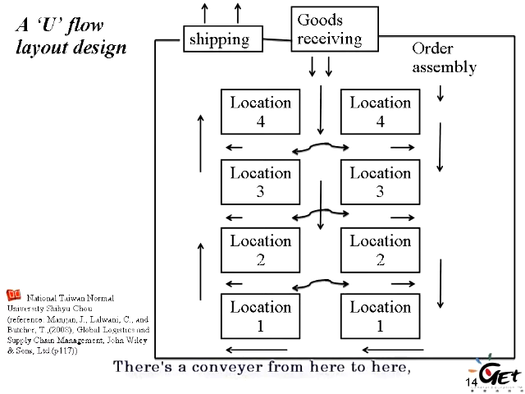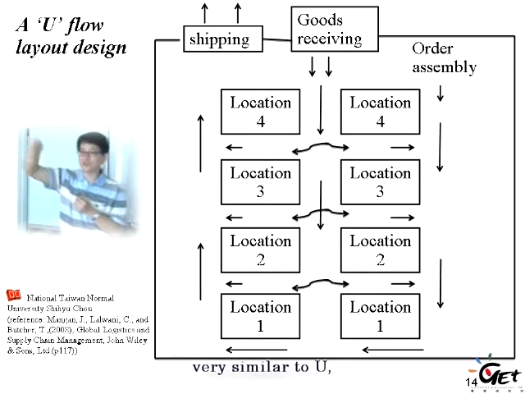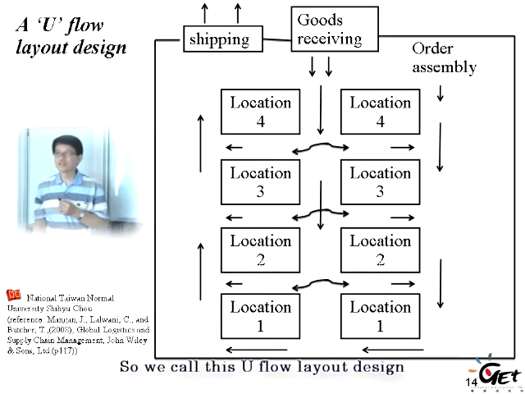There is a conveyor from here to here and then to here. So this is a shape very similar to a U, right? Like a letter U, right? So we call this U-flow layout design.